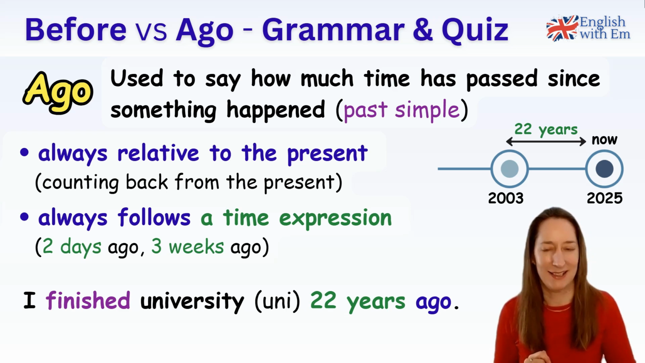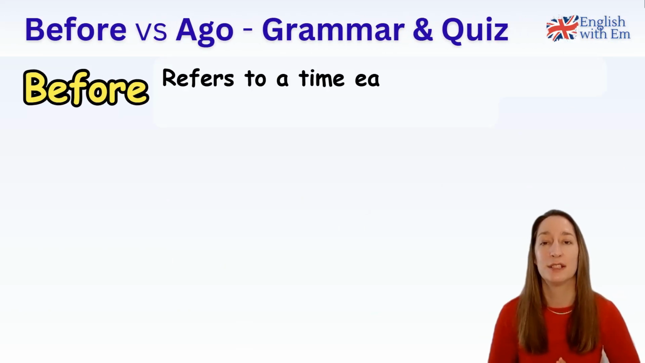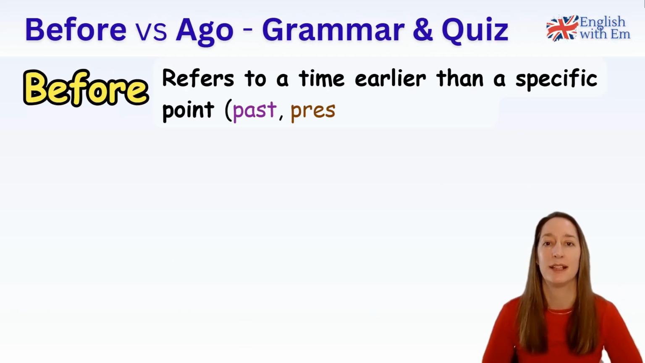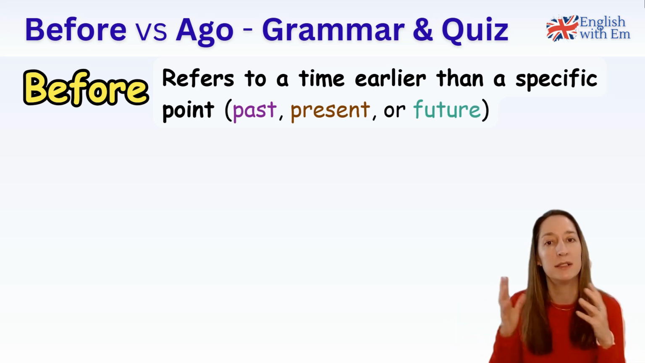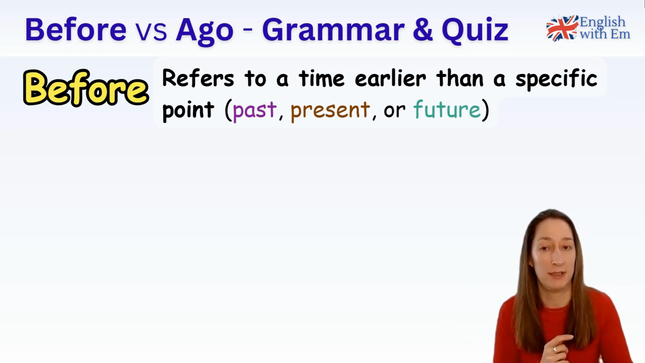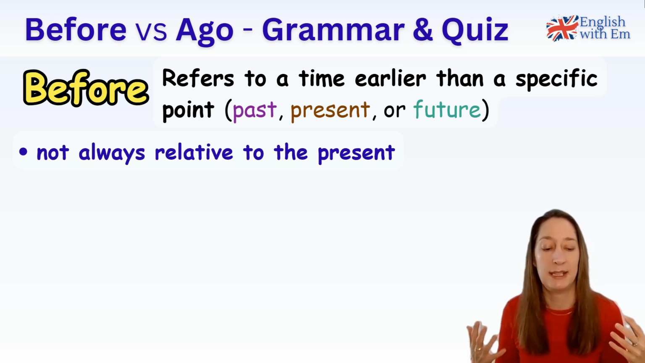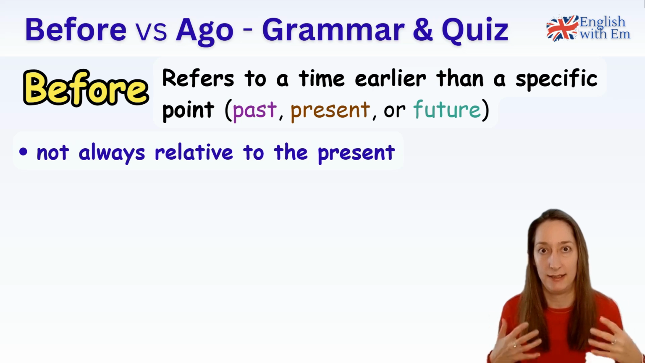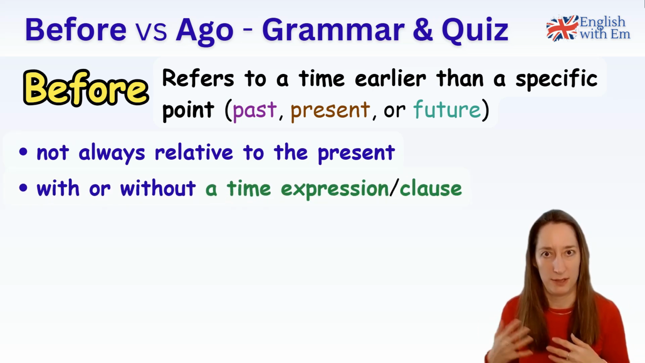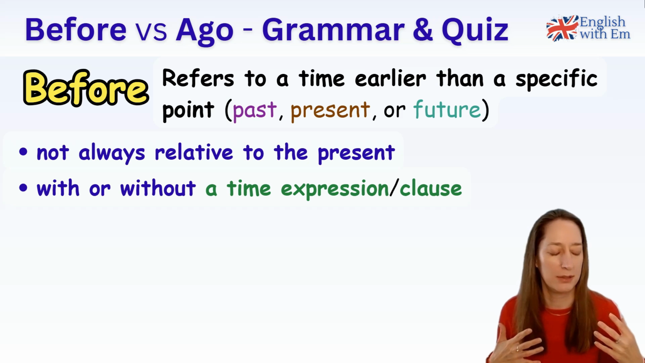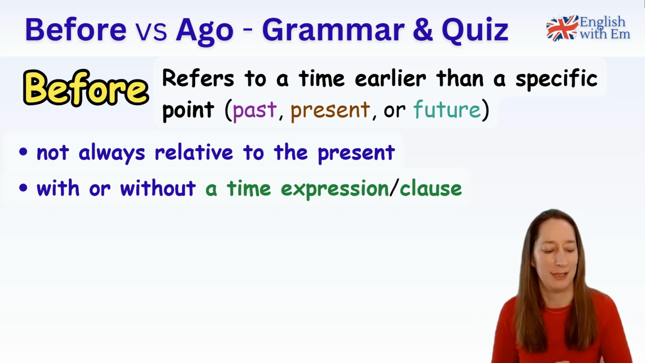Now let's look at before. So before refers to a time earlier than a specific point, and the specific point can be in the past, present, or future. So it's not always relative to the present, which is a key difference between before and ago. We can use it with or without a time expression or time clause, but there is a rule for this, which I'll get into shortly.